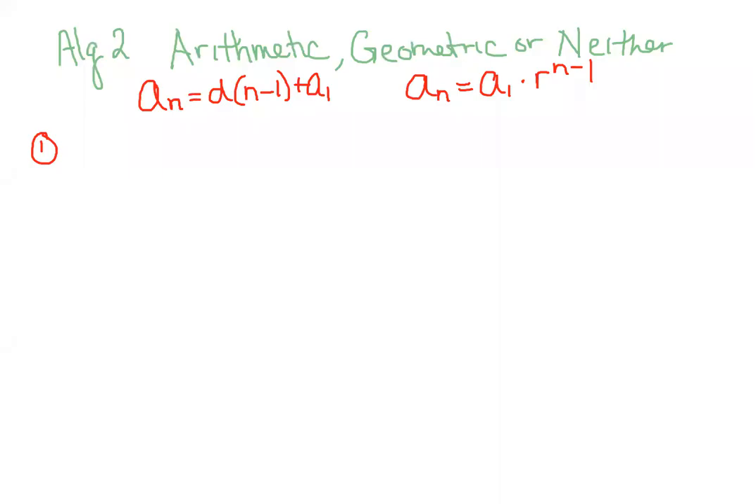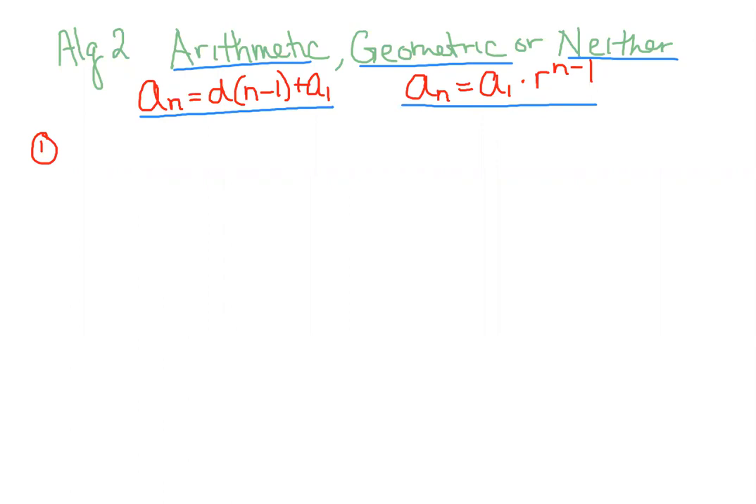Okay, Algebra 2, now we're going to do a section where we're going to see whether things are arithmetic, geometric, or neither. Okay, these are sequences. We're going to start with a sequence. This is the equation for an arithmetic sequence. This is an equation for a geometric sequence.